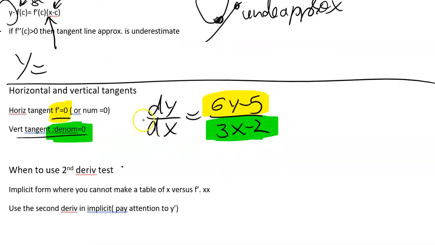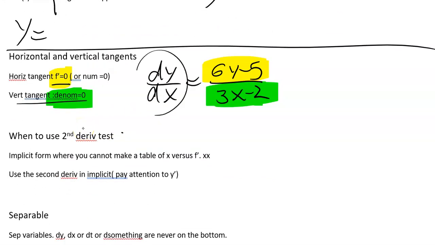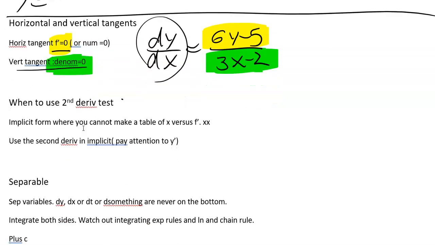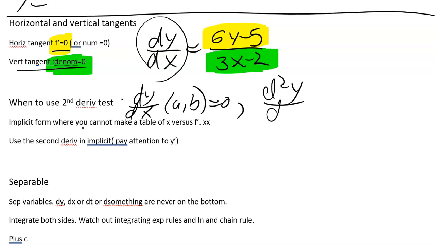All right, when to use the second derivative test? We'll be in situations like this, as implicit. You do not have a table of x versus f prime. You have 2 variables. Therefore, that would not be a feasible option. So what do you do? Well, you have to mention that the first derivative at some point is equal to 0, and the second derivative at the same point, but you need to have both of them. It's an AND statement. Maybe the second derivative at the same point is positive.